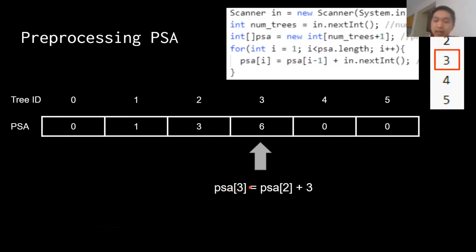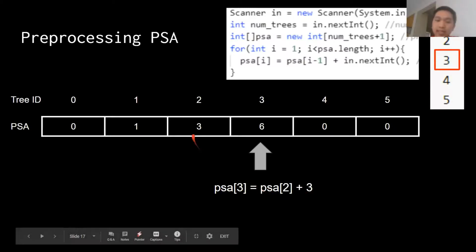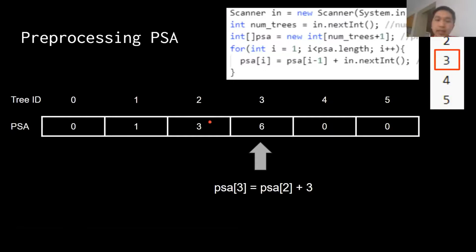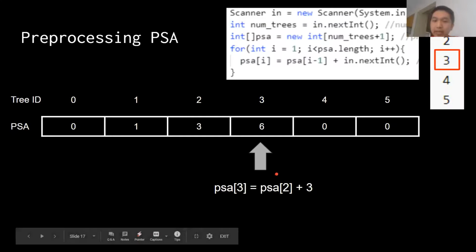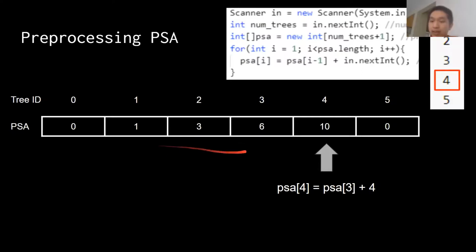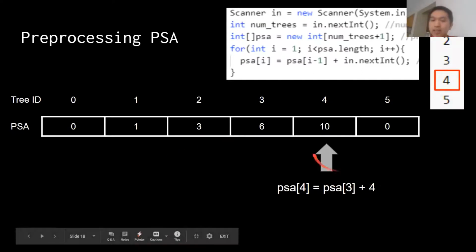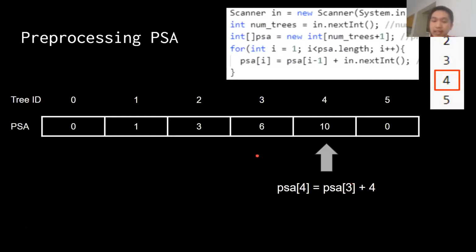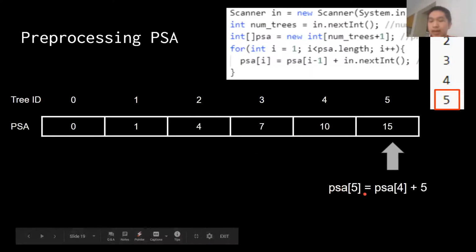Okay, and PSA at 3 equals PSA at 2 plus 3. PSA at 2 holds the sum of all the elements that came before it and itself, right? And then you add 3 to it, which is the number that you're reading in, and then you'll get PSA at 3. PSA at 4 equals PSA at 3 plus 4, because PSA at 3 holds the sum of all the elements that came before it and itself, and 4 is the current element. So you just add those two together to get 10, and same idea for PSA at 5. So this is why this formula holds true. So I hope that helped out a little bit.